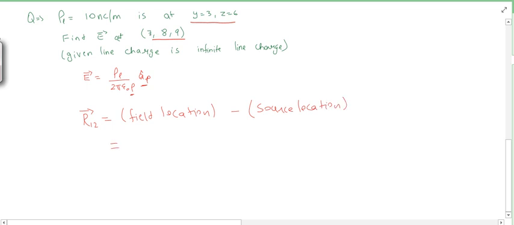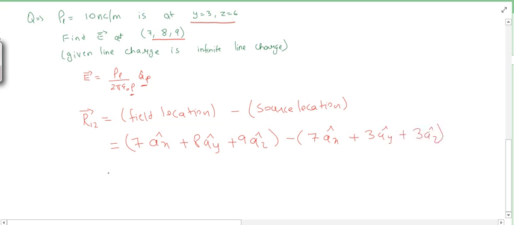So what is the field location? 7 ax cap plus 8 ay cap plus 9 az cap. Now what will be the source location? As it is a line, and we were finding perpendicular distance, the value of x I have to take here is 7 ax cap, and the remaining values will be 3 for y and z. That is 3 ay cap plus 3 az cap.